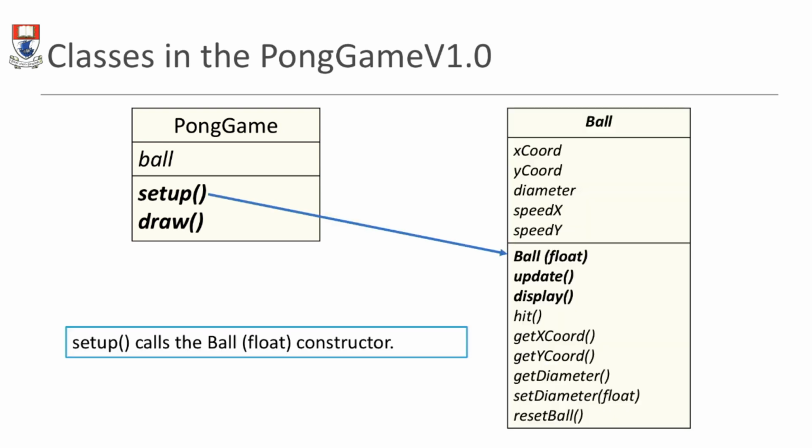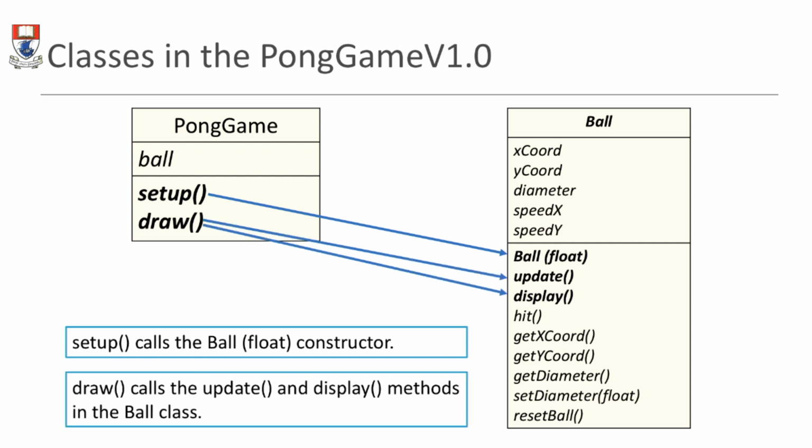So setup is going to call the ball constructor to create a ball object, similar to the way we previously created a spot object in earlier programs. And then the draw method is going to call the update and display methods in the ball class. And that's going to update the values in the ball and display them on the screen in the appropriate position.